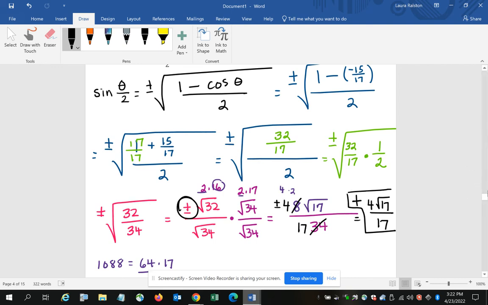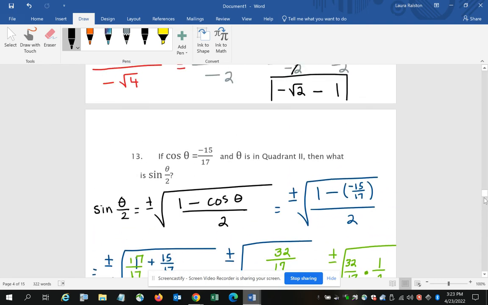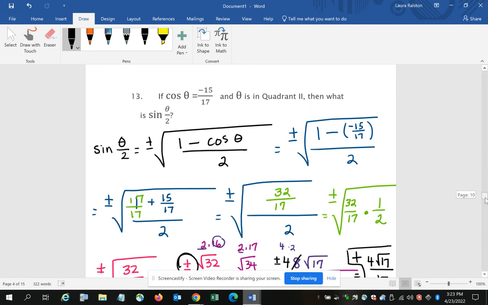That's usually the biggest mistake students make. If they can get through the algebra, they miss getting that sign. But think it through. If theta is in quadrant 2 and you divide it in half, you're going to go backwards and end up in quadrant 1 where the sign is positive.